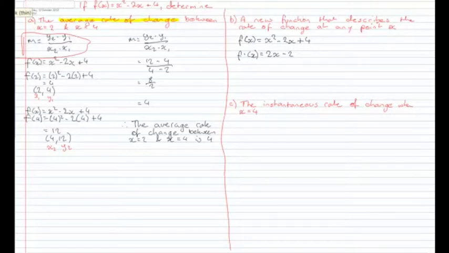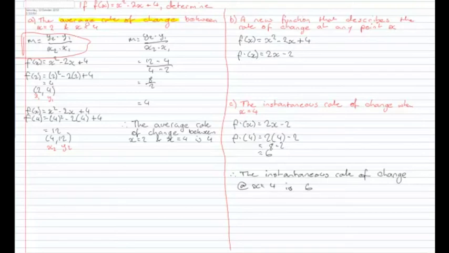The last question says, find the instantaneous rate of change when x equals 4. So it's wanting us to find the gradient at that exact point. When we want to find the instantaneous rate of change, we substitute our x value into the gradient function, f dash of x is equal to 2x minus 2. f dash of 4 is equal to 2 times 4 minus 2, which equals 8 minus 2, which is 6. Therefore, the instantaneous rate of change at x equals 4 is 6.